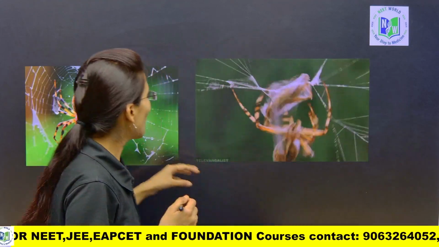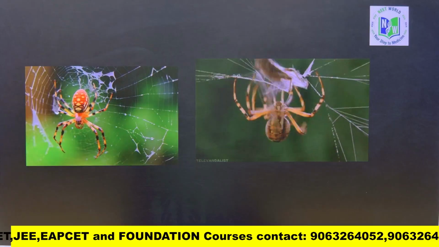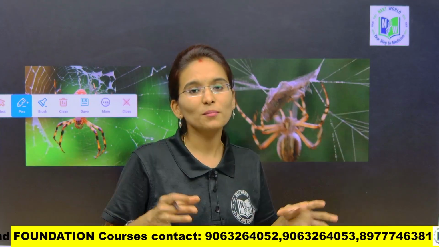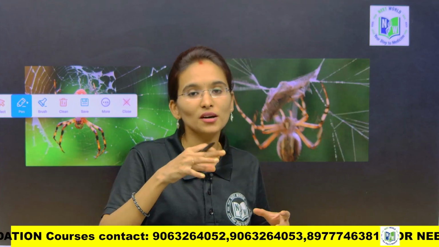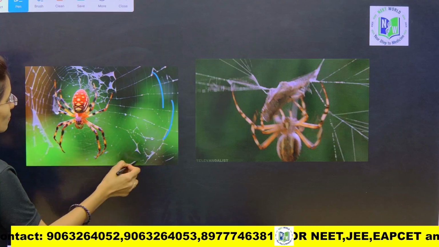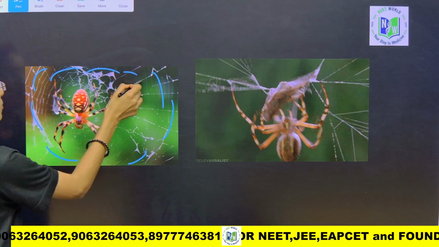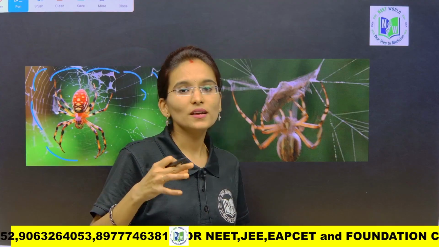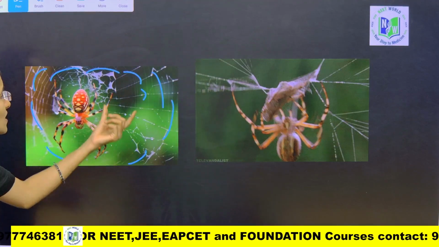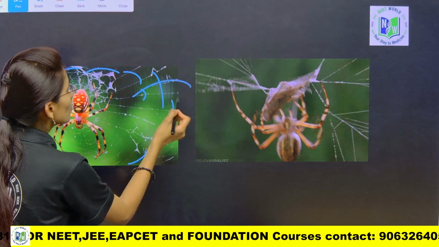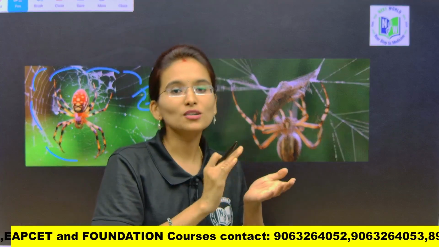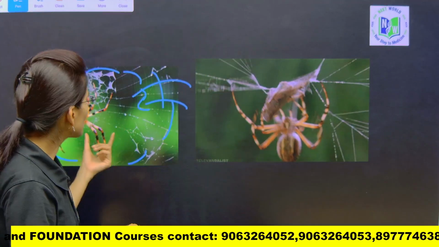Look into these visuals, students, they are very interesting to see and easy to understand also. So here the spider is going to create a sticky web-like structure with this sticky substance, and if any insect comes into this particular web, then it is easily going to stick to the web created by this spider.